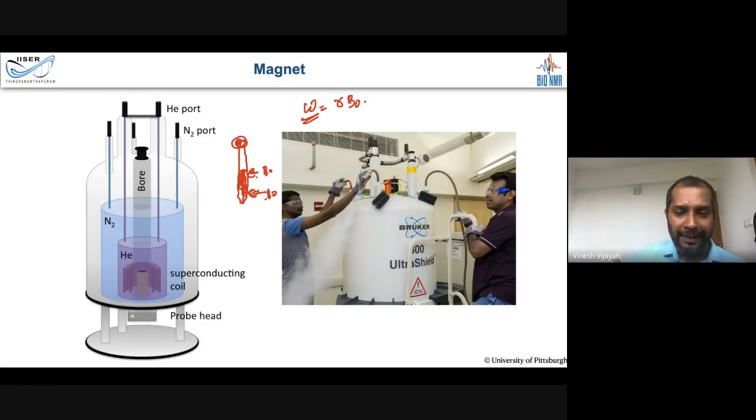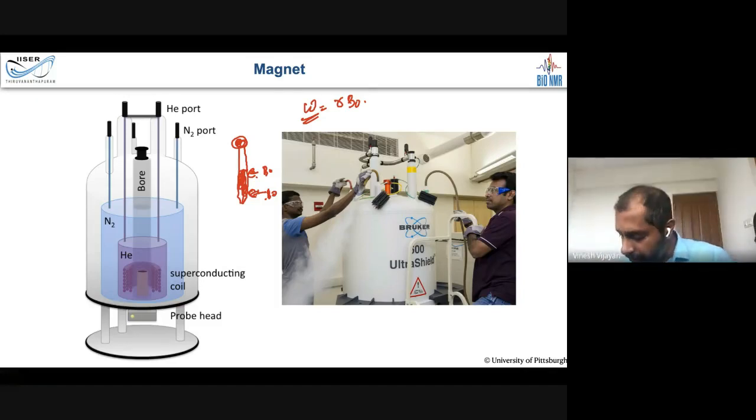And there are magnets up to 1.2 gigahertz, that is 1200 megahertz. These are all frequencies of protons. That means in NMR we state it as the resonance frequency of protons.